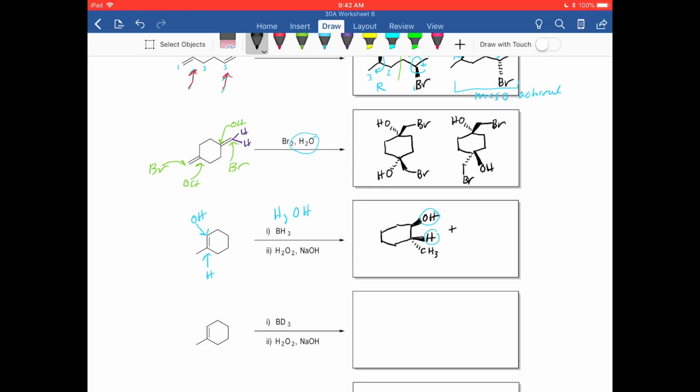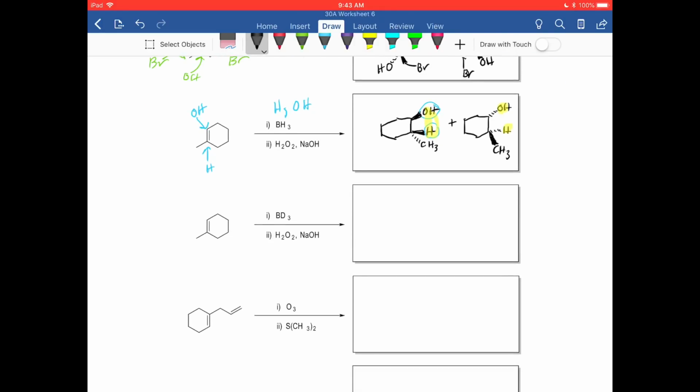And then we want to draw the enantiomer of that, because we know that the hydroboration reagent can initially attack from the top or the bottom, so we're still going to get a mixture of enantiomers. So this will be our other product. And notice in both cases, OH and H are cis, and they are here as well.